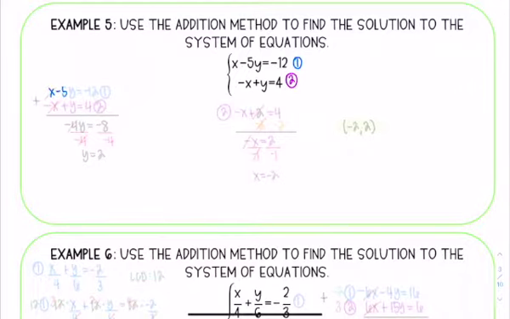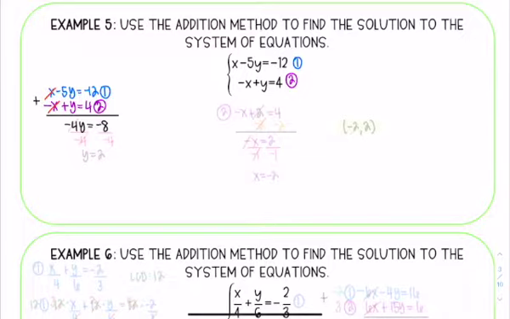So we have x minus 5y equals negative 12. And then we have negative x plus y equals 4. And so we're just going to add these two equations together. So x plus negative x is going to cancel. Negative 5y plus y is negative 4y. And negative 12 plus 4 is negative 8.